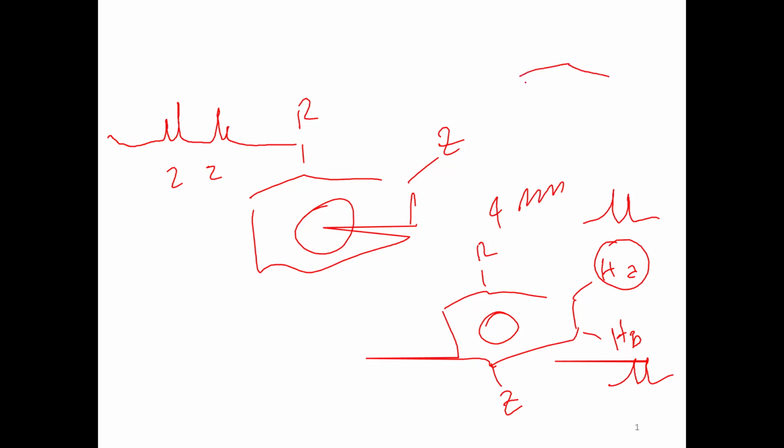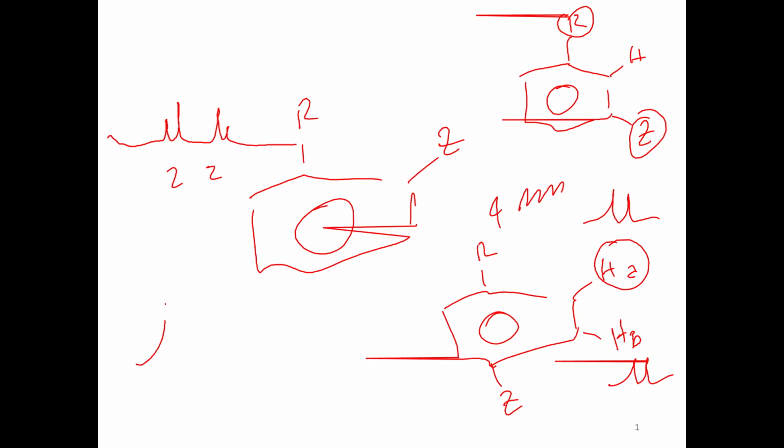If instead you have R and Z in meta, you can still distinguish because you must have a singlet or a sort of singlet. Sometimes this one is a perfect singlet. Sometimes it's a distorted singlet, which is not a doublet but also not a perfect singlet. That is telling you that this one probably couples slightly with the proton here.